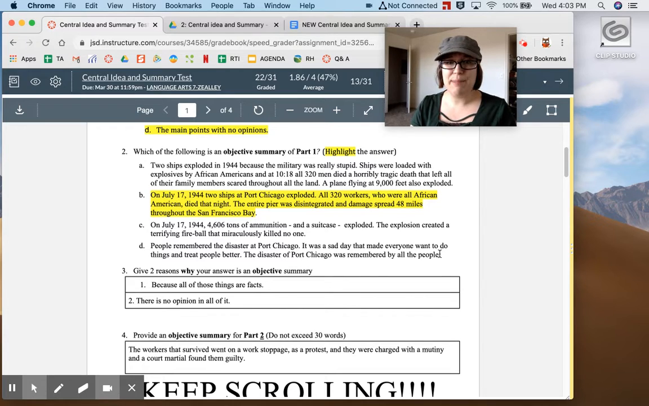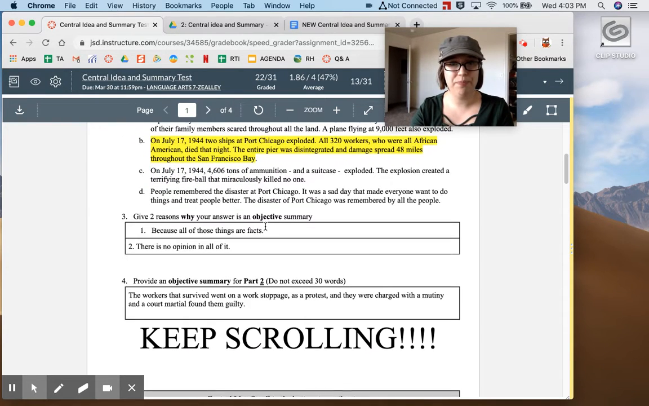It was a sad day that it made everyone want to do things and treat people better. No, because we learned in the second part that there was actually like mutiny and segregation and big old problems. And then the disaster at Port Chicago was remembered by all the people. 2 sentences that say the exact same thing. We should know that one's not going to be the right answer. So B is really our only logical choice if we've read the article.